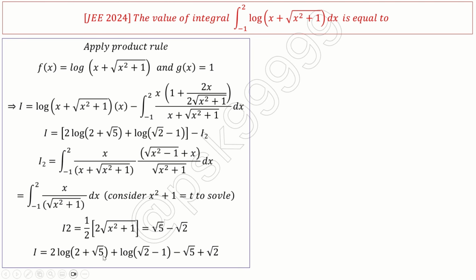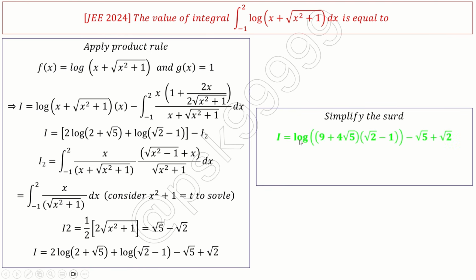2 times log of 2 plus square root of 5 plus log of square root of 2 minus 1 minus 5 plus 2 minus square root of 5 plus square root of 2. Only thing is you check the multiple choice options. The options are in a single logarithm, so these two you can combine actually. So this will become log of 9 plus 4 root 5 into square root of 2 minus 1 minus square root of 5 plus square root of 2, or you can also call this in this form. So this is the answer.